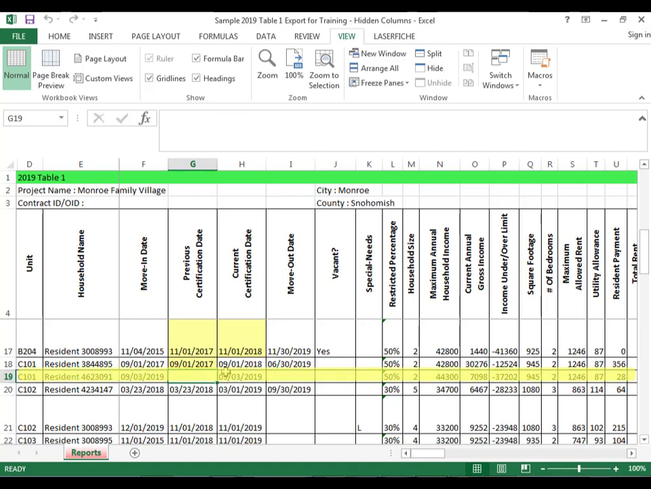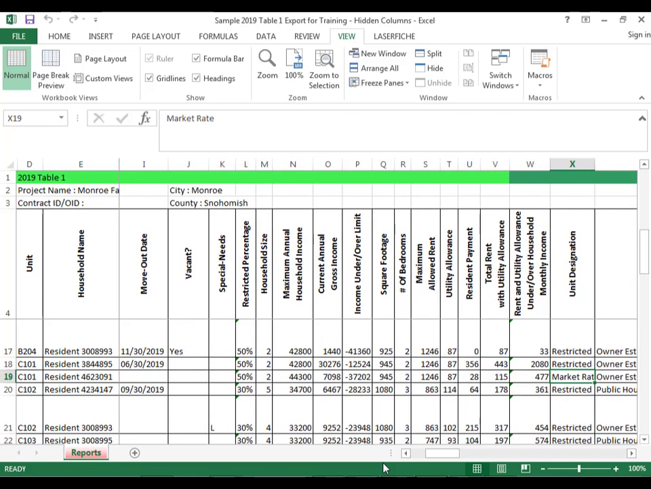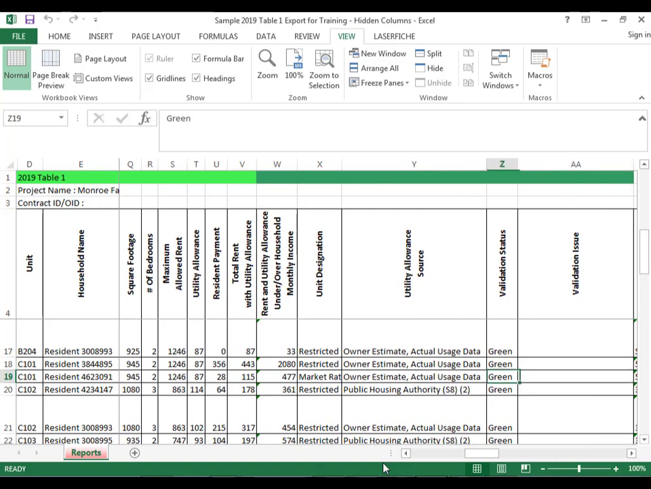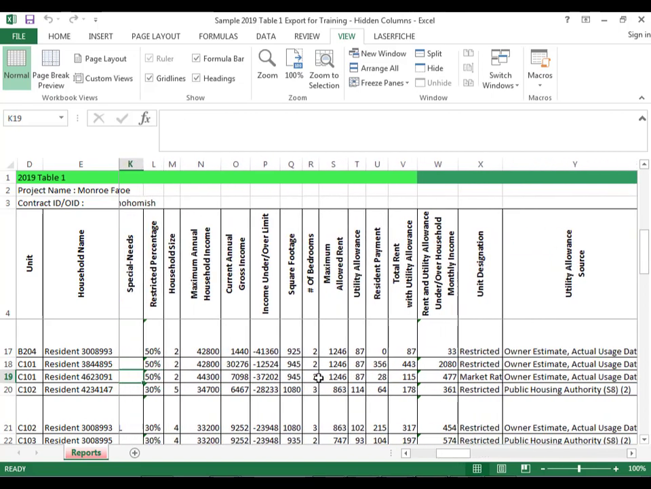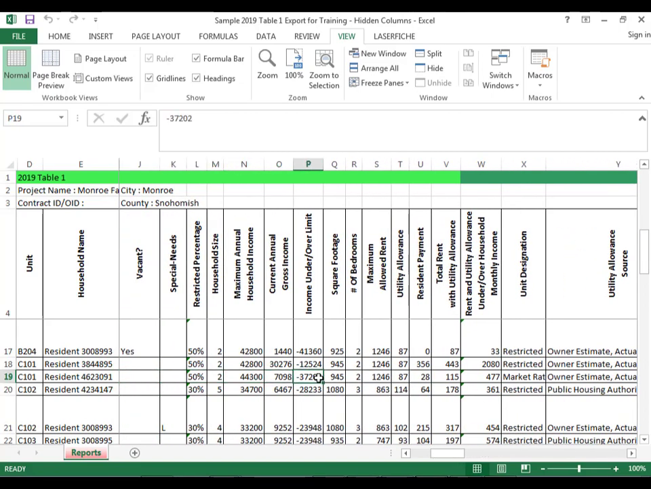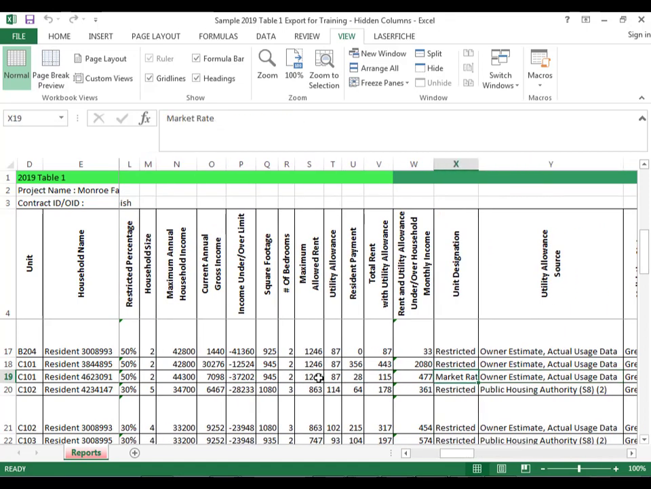So the next unit I'm going to look at is C101, the next resident that moved into that unit. If we look at this unit, you're not going to see any highlights, you're not going to see any bolding, you're not going to see any validations. But remember that market unit that was showing up on our annual summary report? This is why. The unit designation for this resident, instead of restricted, was set at market rate. Given that it looks like they did a certification for 50%, they income and rent qualify, most likely what's going on here is the unit designation was just put in incorrectly.